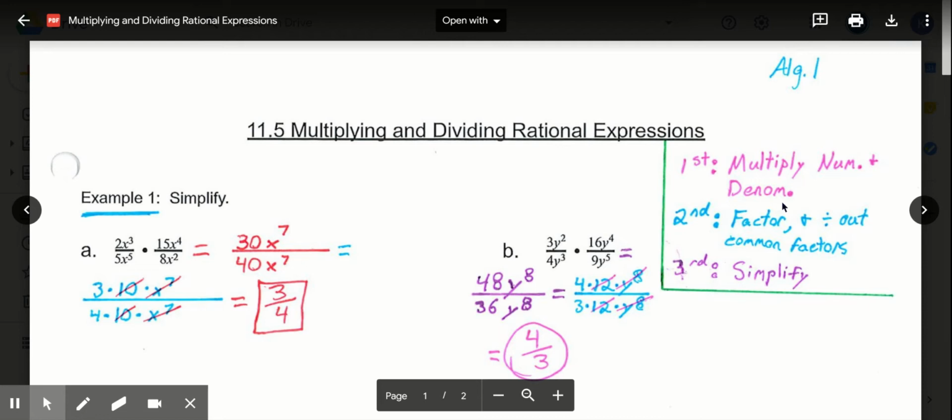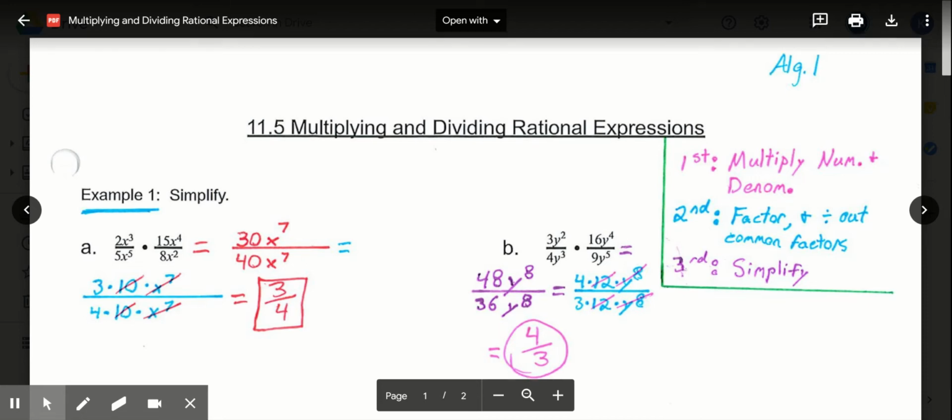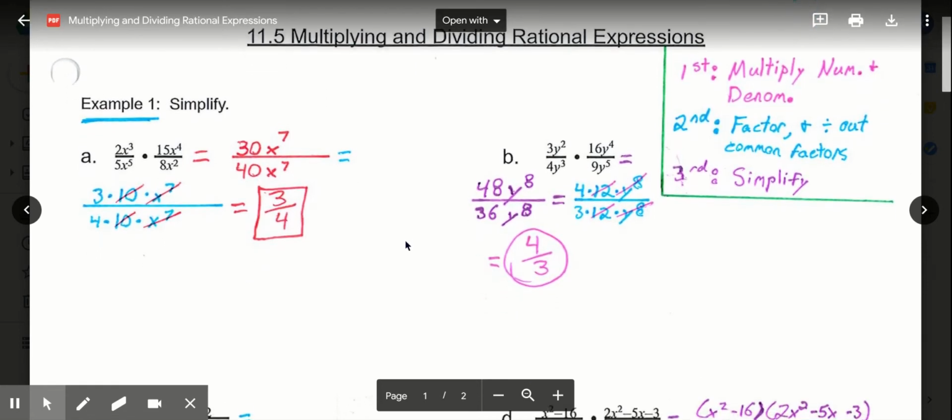Then for the second step, we factor, and we're dividing out common factors from the top and bottom. And after we factor, we do that final step of making sure our answer is fully simplified. So let's look at our first two examples here, A and B.